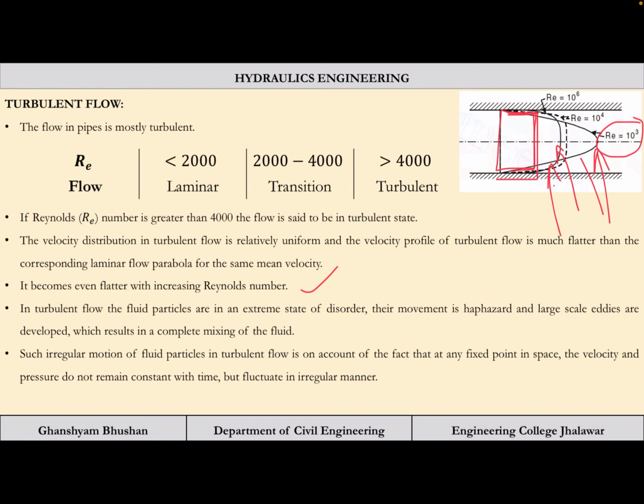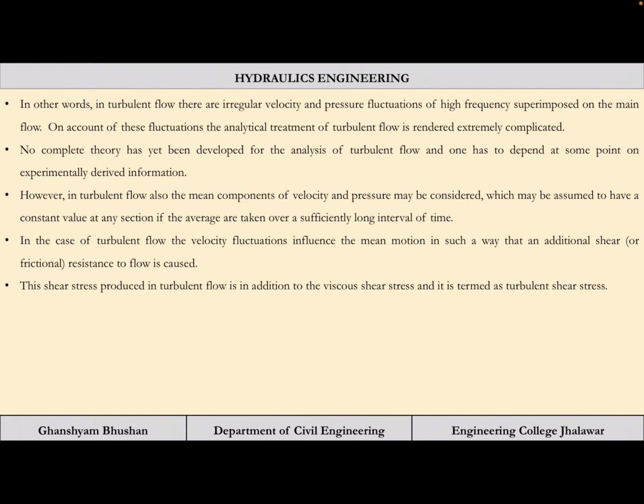In turbulent flow, fluid particles are in an extreme state of disorder. Such irregular motion of fluid particles in turbulent flow is on account of the fact that at any fixed point in space, the velocity and pressure do not remain constant with time, but fluctuate. In laminar flow, we can take the average velocity, V average, as constant. But due to the high disorder, the chaos, we cannot say the velocity and the pressure are going to be constant. They will fluctuate immensely. In other words, in turbulent flow, there are irregular velocity and pressure fluctuations.